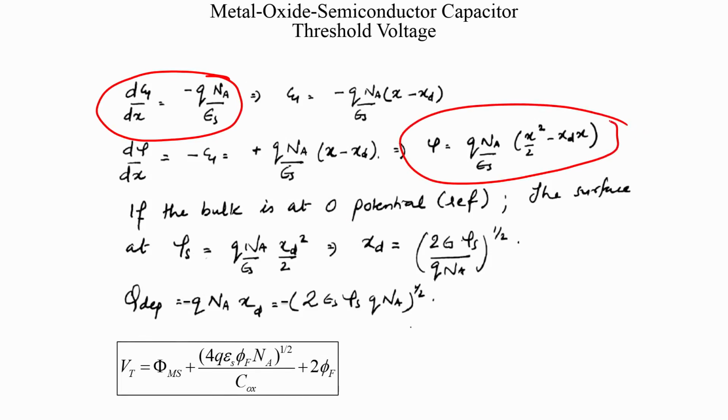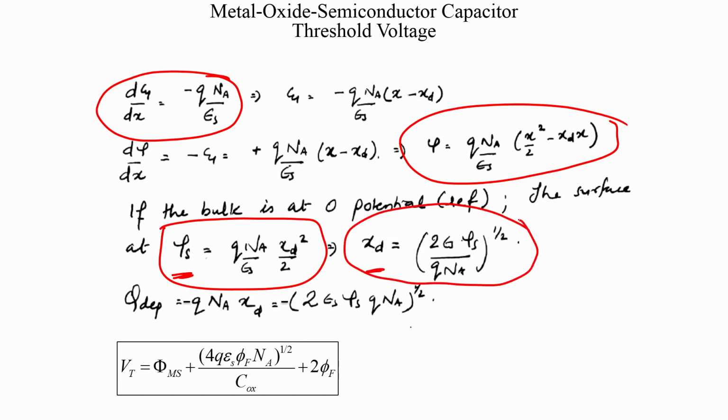I will not go through these details, I think all of you are now familiar with all this. That is the potential, and if you say that the bulk is at 0 potential, the interface will have a potential of this term here, and that is the surface potential at the interface. And what is XD? XD can be written in terms of the surface potential as this.